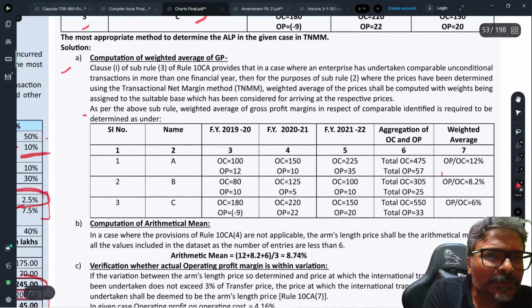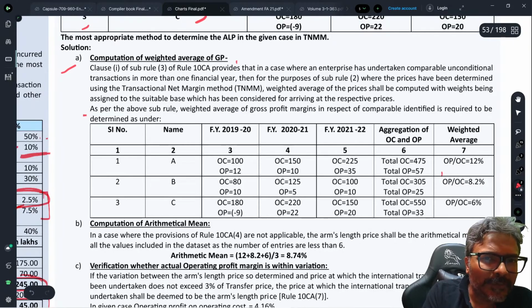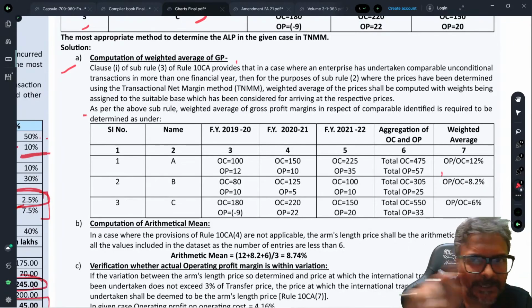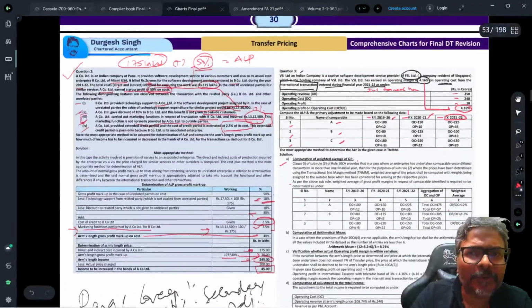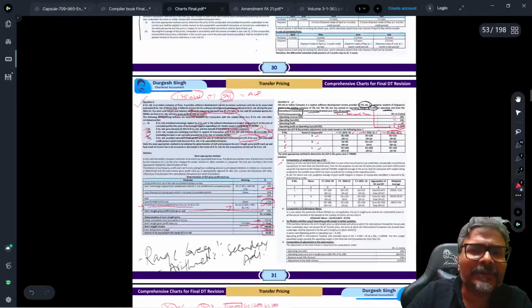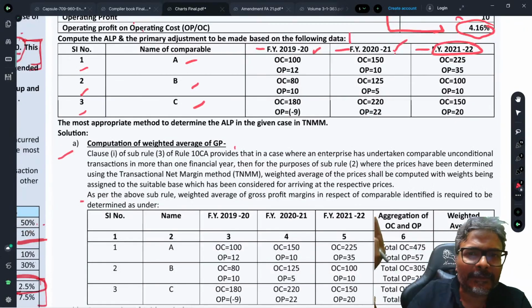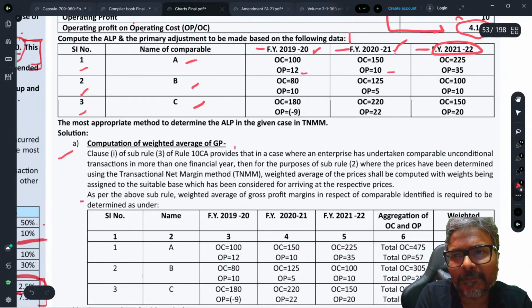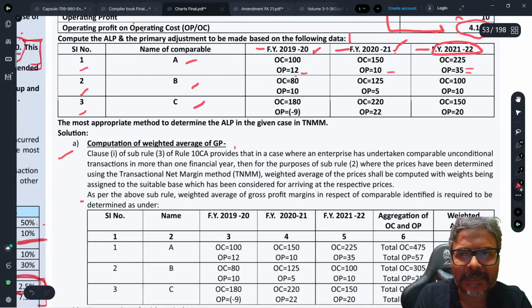So first, students, you need to compute the weighted average. How do you do this? Of all the 3 years, as I told you, weighted average. For multi-year data, you add up all the operating profit and add all the operating costs. So by adding all the operating profit, 12 plus 10 plus 35.